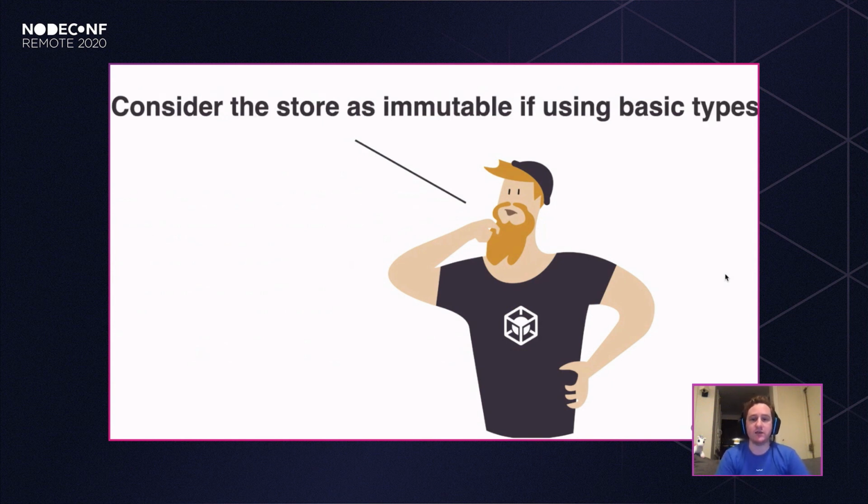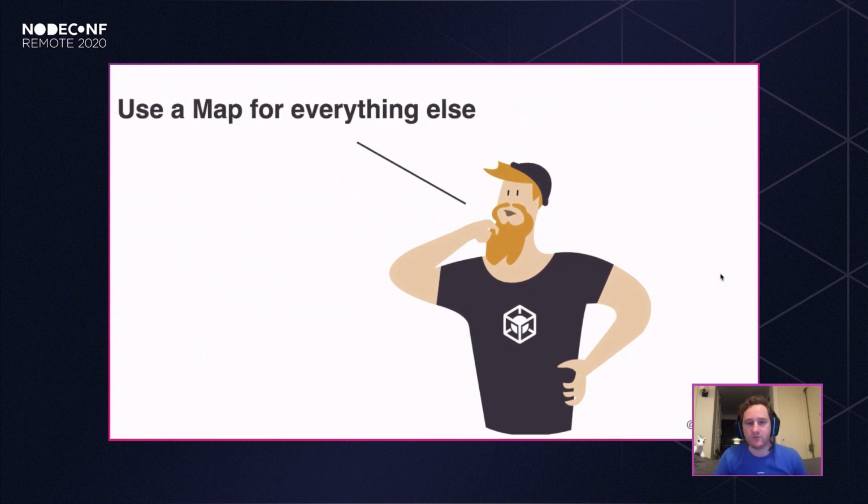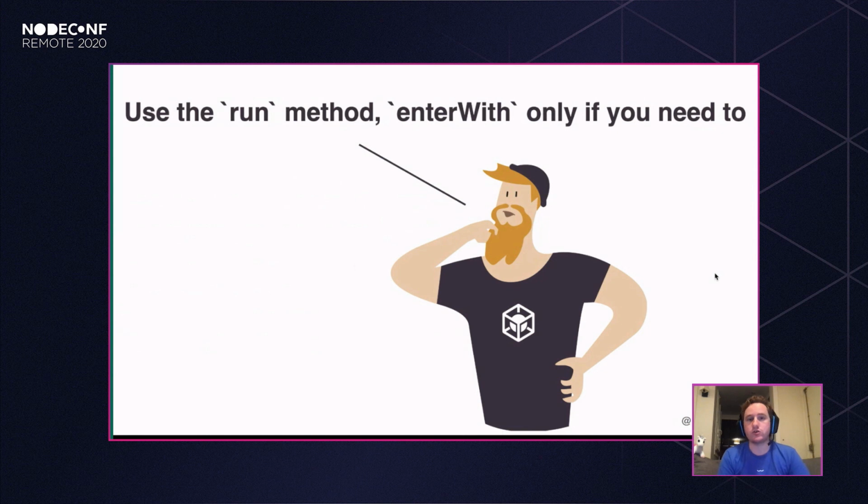Consider the store as immutable if you're using basic types. So if you just put a number or a string, consider the store as immutable and keep the state the same. And for anything else, I know it's debatable, use a map, and everyone will expect a map, and nobody will have weird optimization paths in V8. Use a map for everything else, and don't step on each other's toes by writing on the same entries as your coworkers.